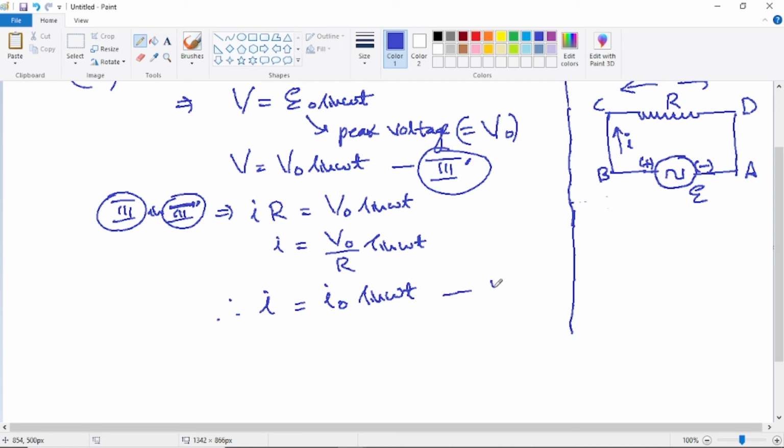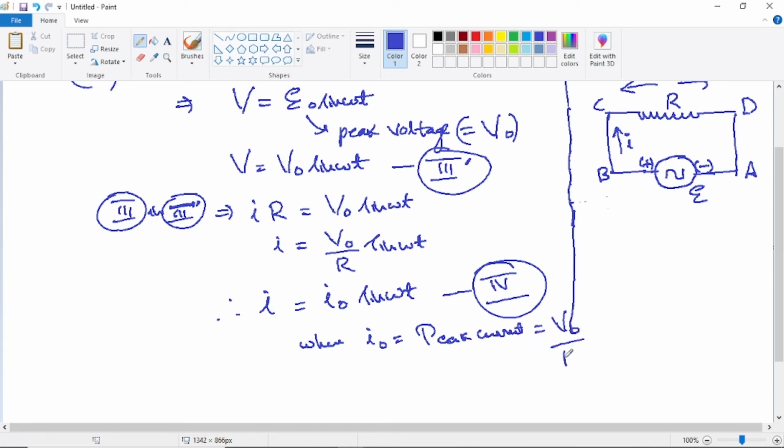So this is the very important fourth step. The same thing is written like this, where I naught is the peak current, given by V naught by R. But what is V naught? The peak voltage. It's also the same as the peak EMF of the AC source, so this can also be written as E naught by R.